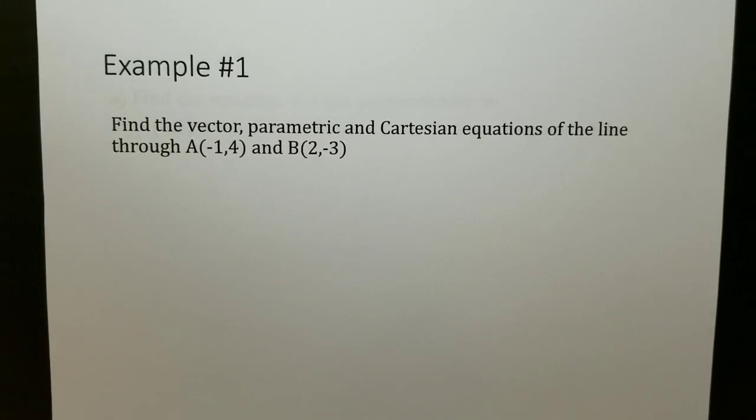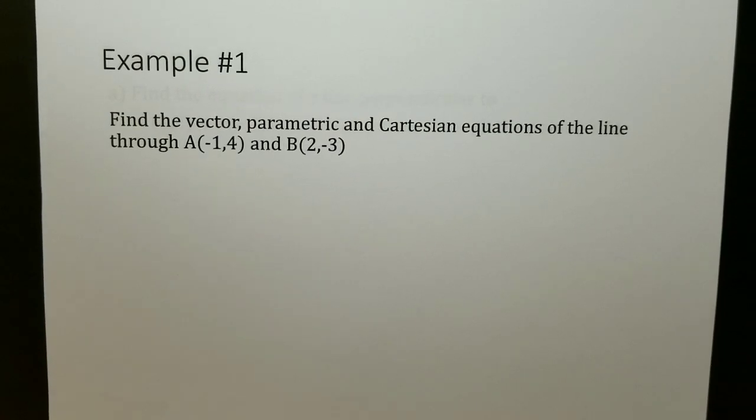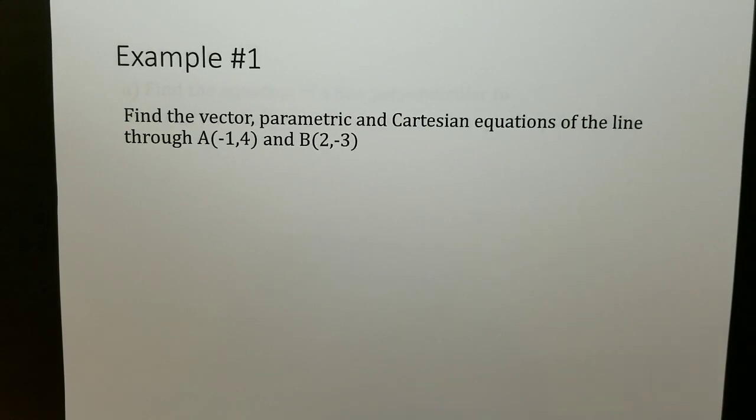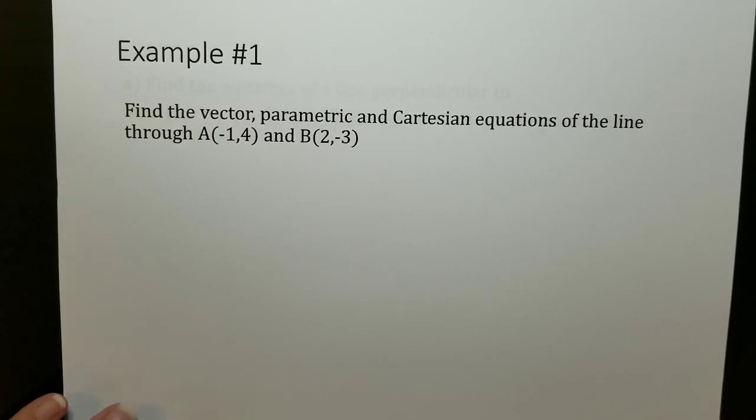Hi folks, this is the continuation of the Unit 3 Day 1 lesson, and we're on the second video. We're going to work through an example here that should help you understand the different equations a little bit better. So this one's asking us to find the vector, parametric, and Cartesian equations of the line that goes through these 2 points.